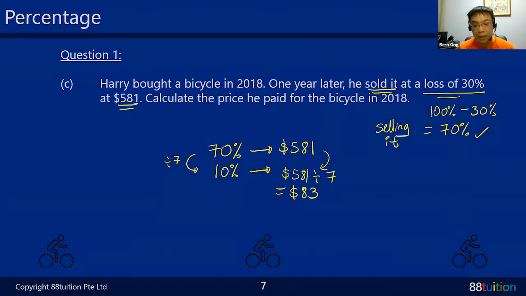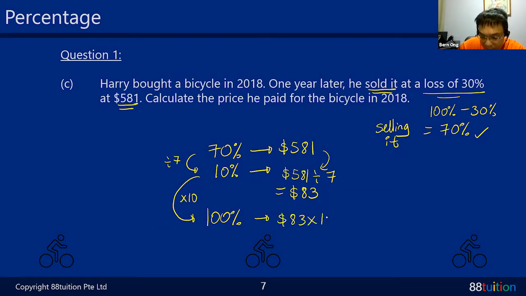But what's the question looking for? Calculate the price he paid for the bicycle in 2018. So you're looking for 100%. For 10, how do you get to 100? It's a multiplication of 10. Whatever you do on one side, please remember to do on the other side. You times 10, and your answer will be $830. Is that okay? Easy, right?